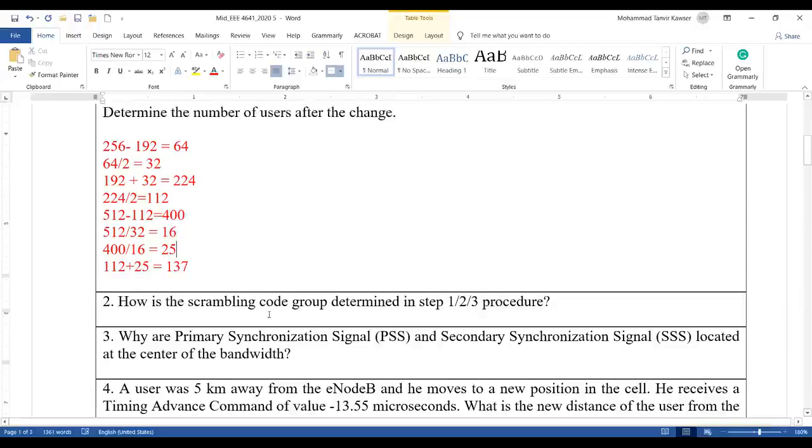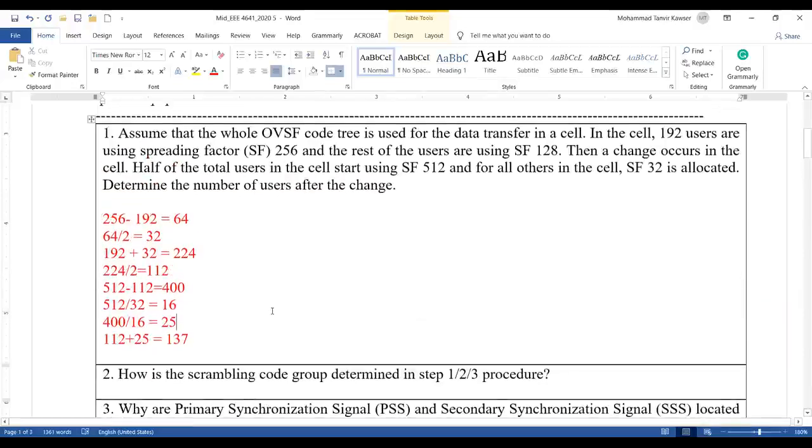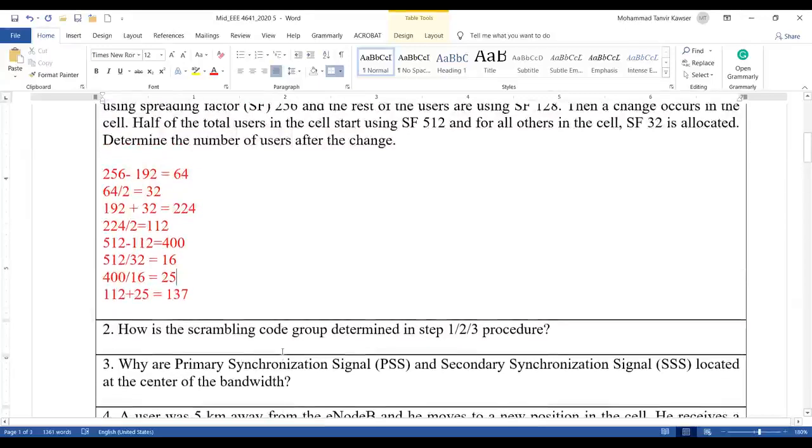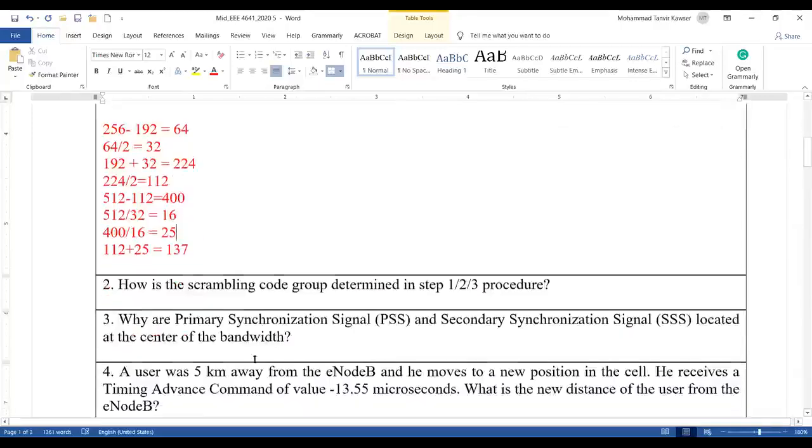Okay. Sir, will there be any partial marks applicable if we are correct up to a certain level? Yeah, definitely there will be partial grading. Yes. Sir, I was correct up to the last step, but in the last line I mistakenly wrote 7 instead of 22. Okay.